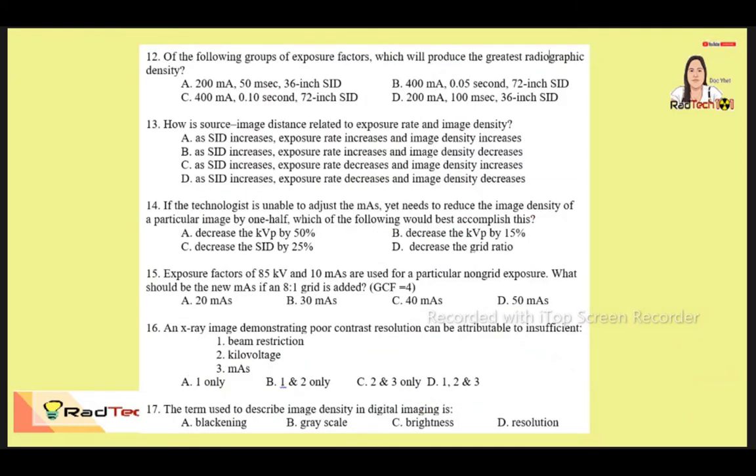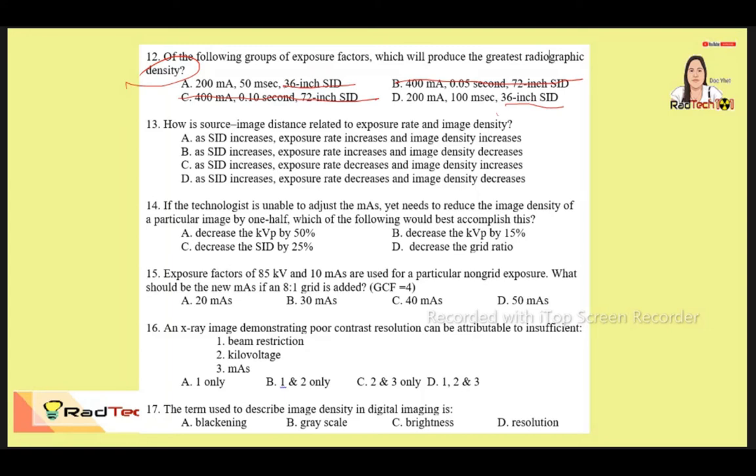Next, number 12. So, of the following groups of exposure factors, which will produce the greatest radiographic density. So, again, sinabi ko kanina, so greatest radiographic density, so we will base that sa ating unang-una, pwede nating tingnan yung SID. So, the shortest SID. So, 36. So, may 36 din dito. So, ibig sabihin, wala na ito. So, yung choices na lang is either A or D. Then, we will compare the MAS.